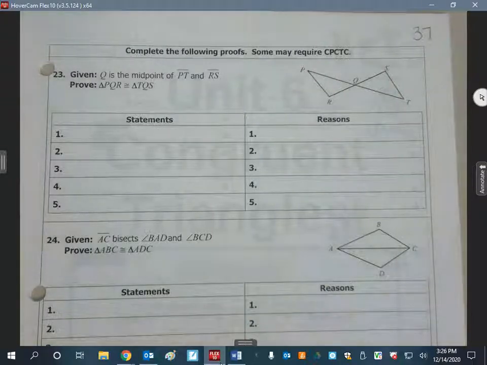All right, this is the second video for your study guide. This is the proofs section. It goes over pages 37 and 38 of your Unit 6 study guide. And here we go.